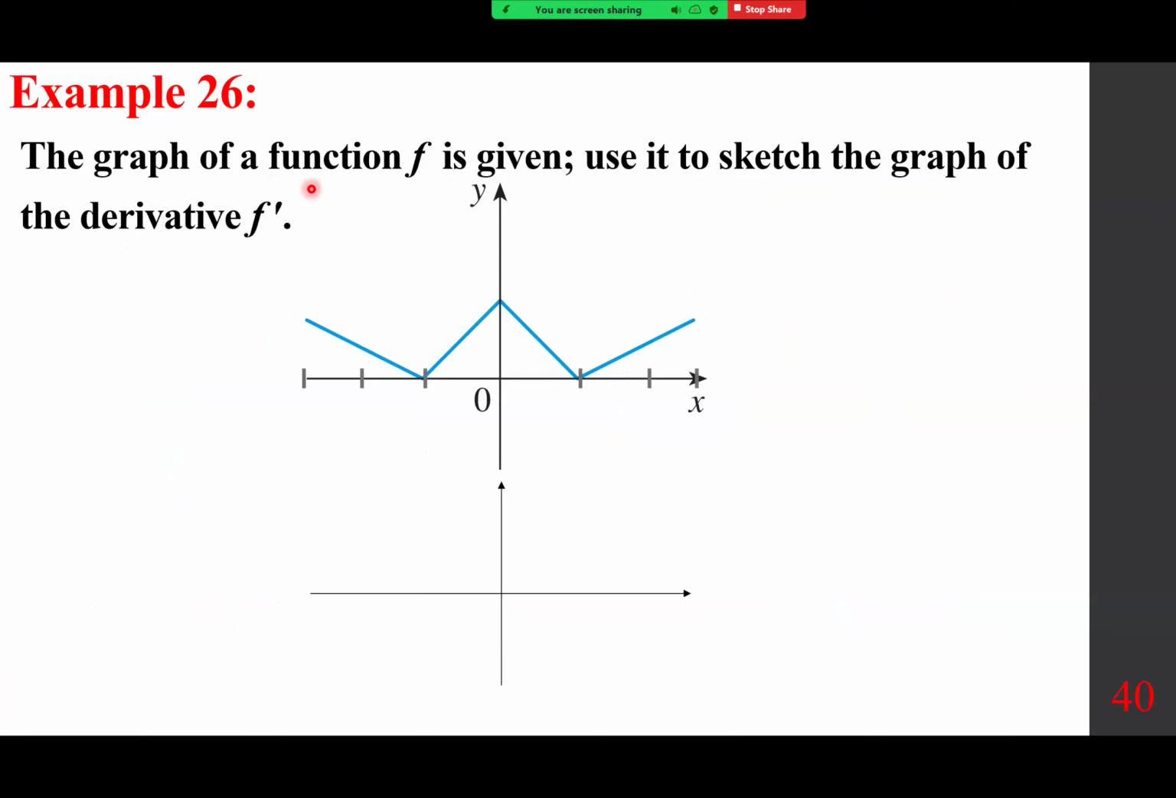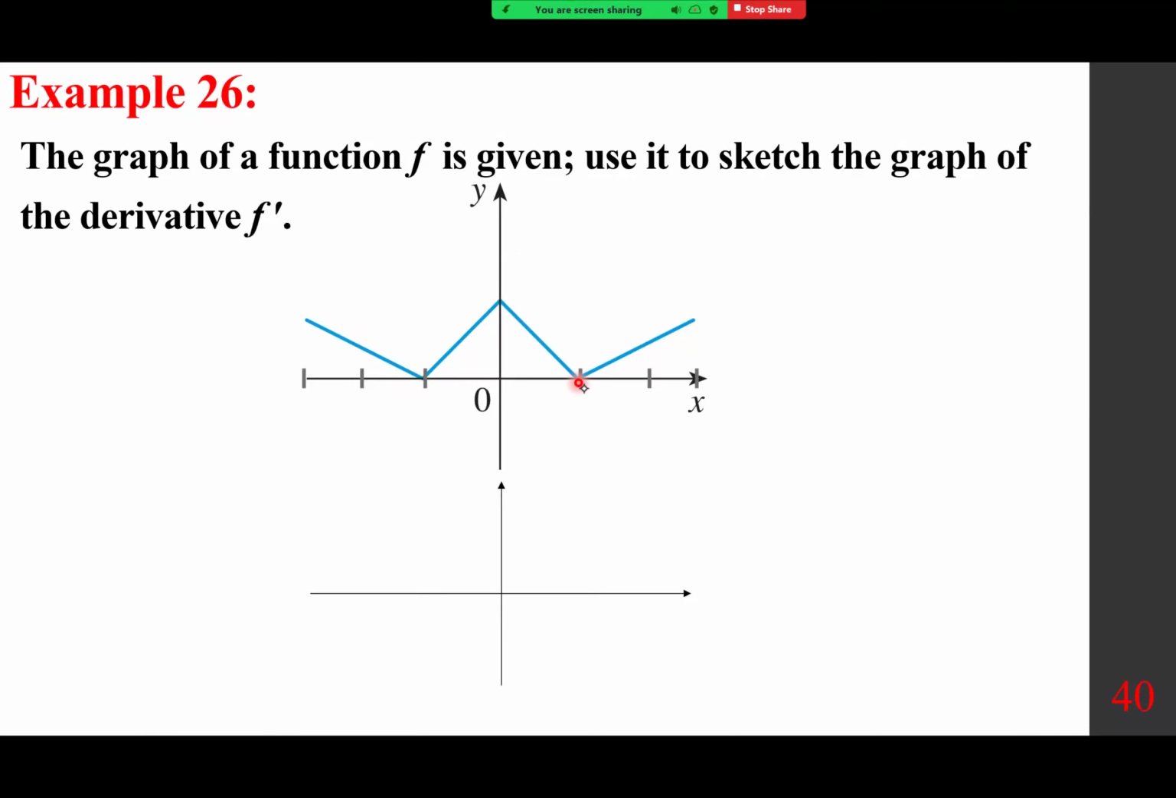The graph of a function f is given. Use it to sketch the graph of the derivative f prime. So we should notice that we have 1, 2, 3, 4 line segments. We also should notice that there is clearly a sharp corner. You see the V shape. Sharp corner here, here, here, which means at these 3 points, it fails to have a derivative.